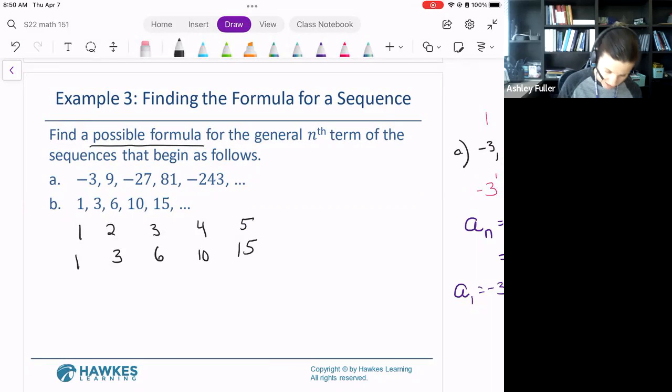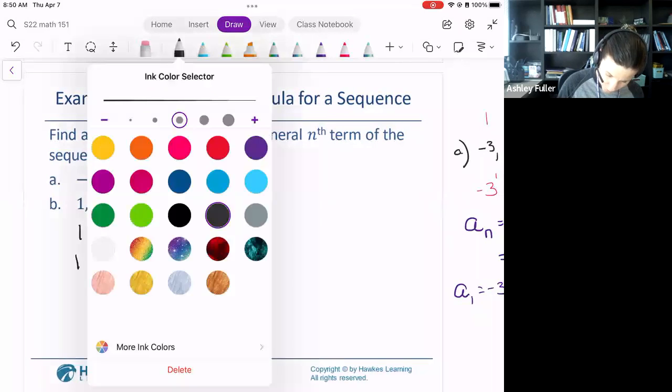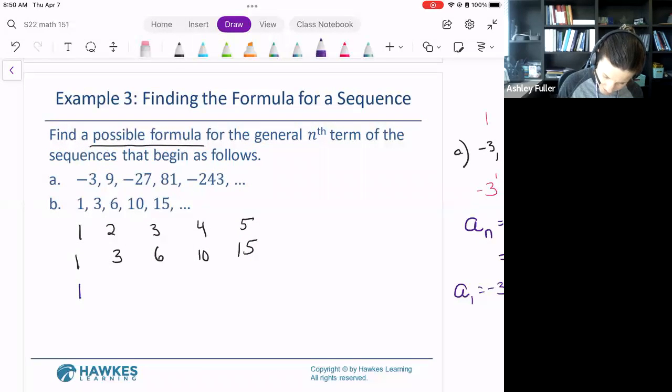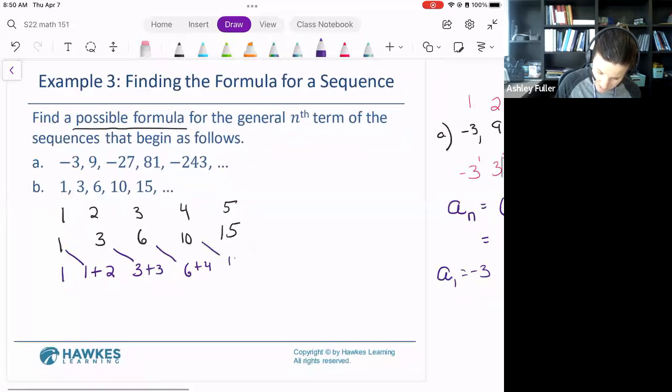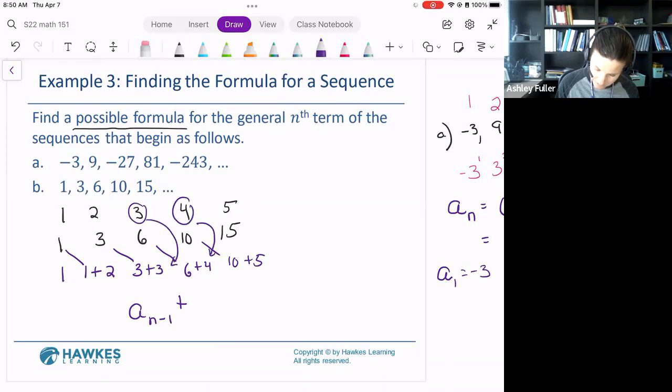So for example, we have 1, and then here this is 1 plus 2. This is 3 plus 3, which notice is the previous term. This is 6 plus 4. This is 10 plus 5. So notice each time we're taking the previous term, which is a sub n minus 1, and we're adding the nth value. So our a sub n is a sub n minus 1 plus n, again for that n greater than or equal to 2.